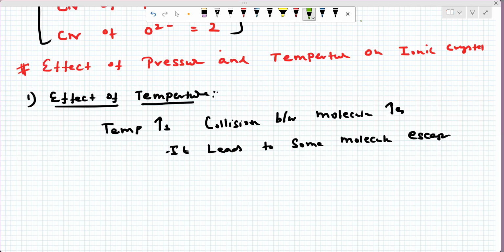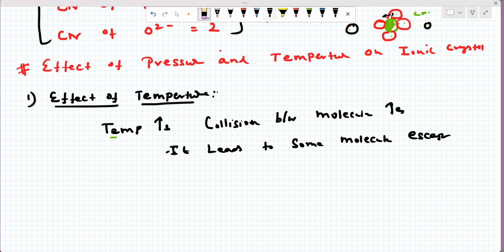Listen, this is the one directly attached, two, three, four, five, six. Now the green color is the atom. How many atoms surround it? 1, 2, 3, 4, 5, 6 surround it. How many atoms are touching the green atom? Only 4, so the coordination number is 4. Initially the coordination number was 6. If you increase temperature, the collision between the molecules increases and this molecule moves away from the crystal. Now the coordination number becomes 4 from 6. When temperature increases, the collision between molecules increases, and some molecules escape from the surface.